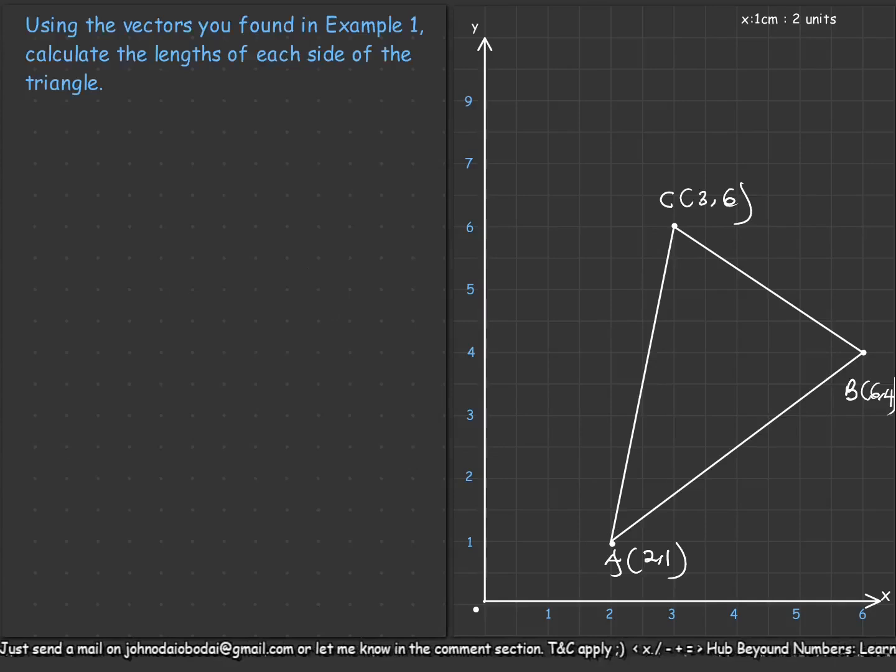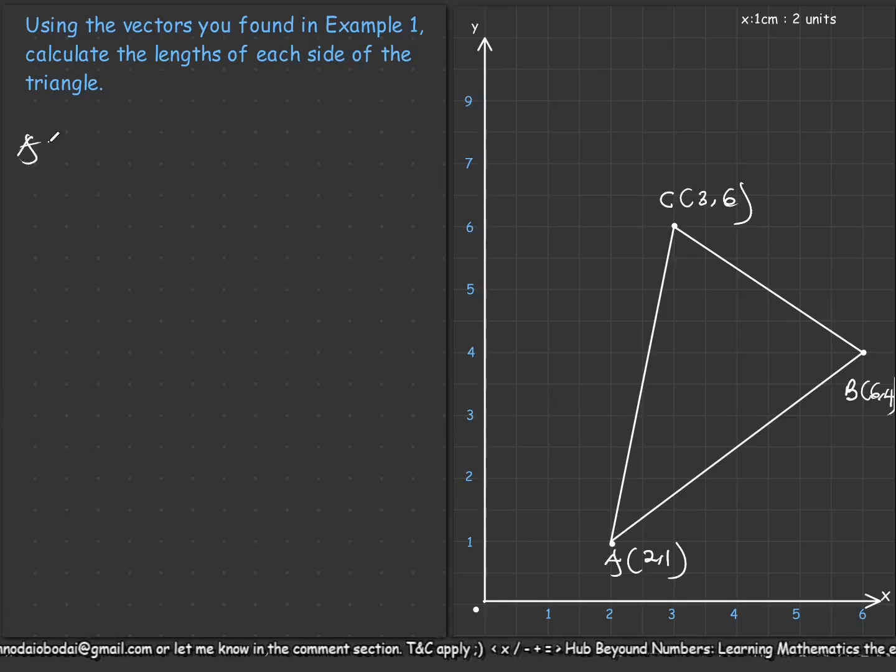Now the next question says, using the vectors we have found in our previous example, that is this triangle over here, we have to calculate the length of each side of the triangle. So we want the length of this side, we want the length of this side, and we also want the length of this side. How do we go about this? Let's start with AB.